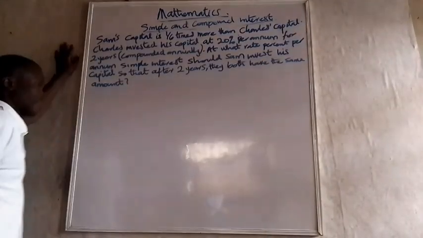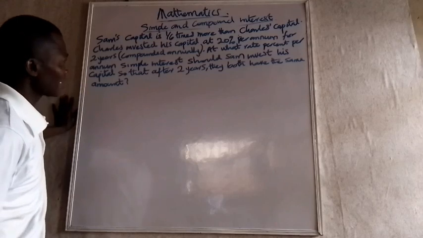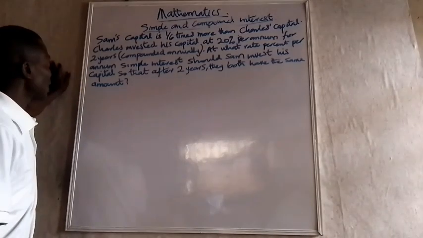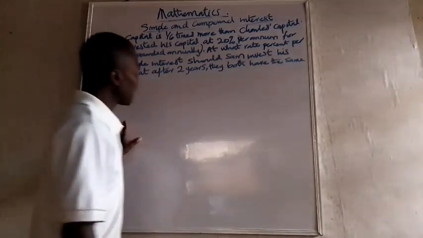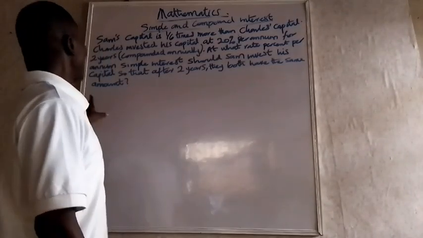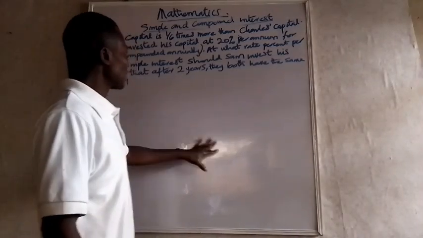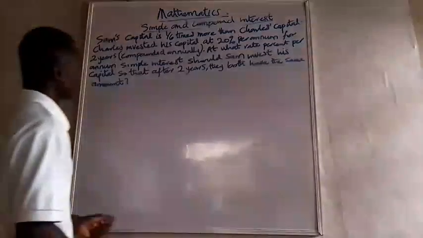Now look at this. Sam's capital is 1 over 6 times more than Charles' capital. Charles invested his capital at 20% per annum for 2 years, compounded annually. At what rate percent per annum, simple interest, should Sam invest his capital so that after 2 years they both have the same amount?